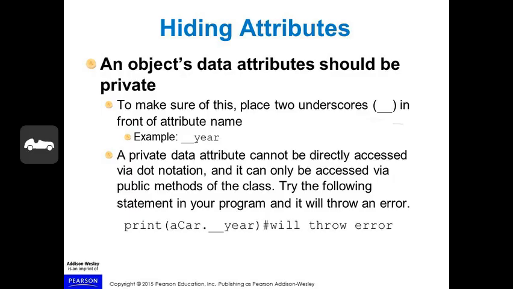So if you try this in your code, you will get an error because you cannot use dot notation to access the double underscore year directly outside the class definition. Because the double underscore year data attribute is private. You can only access the double underscore year value through the public method getYear.